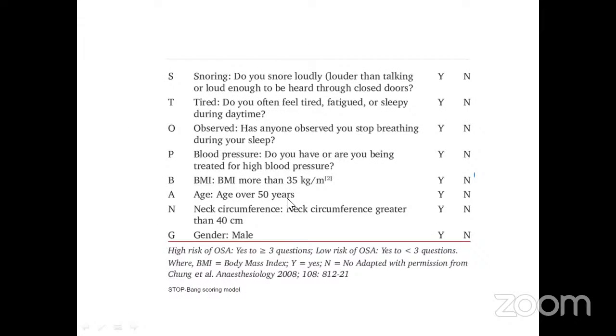This is the OSA scoring, where S stands for snoring, T for tiredness, O for observed obstructive apnea, P for blood pressure, B for a BMI of more than 35 kg per meter squared, A for age, N for neck circumference of more than 40, and G for gender of male.